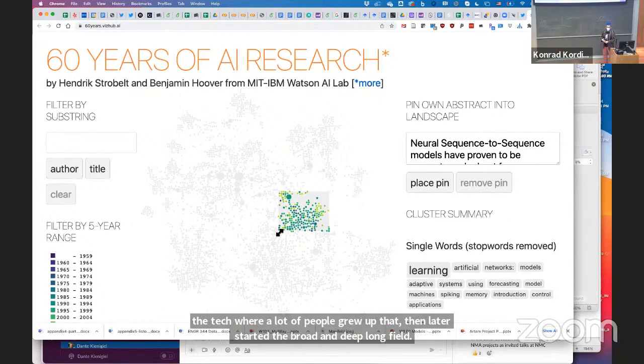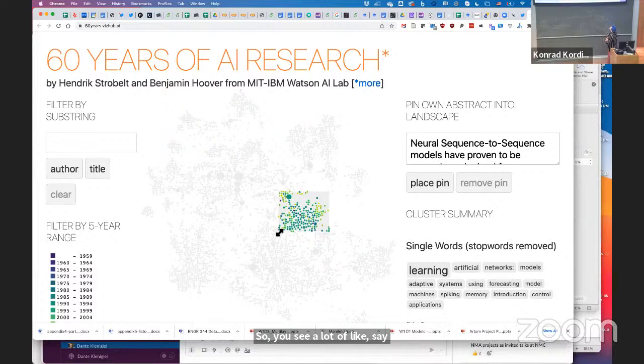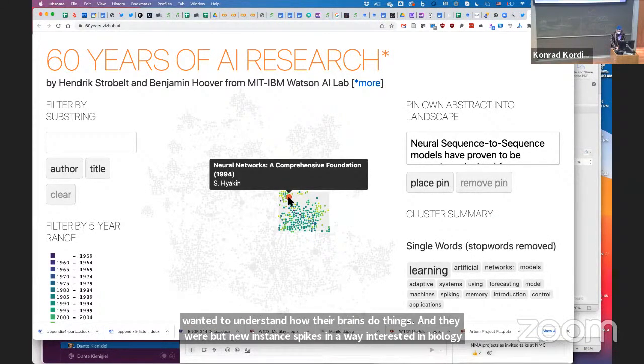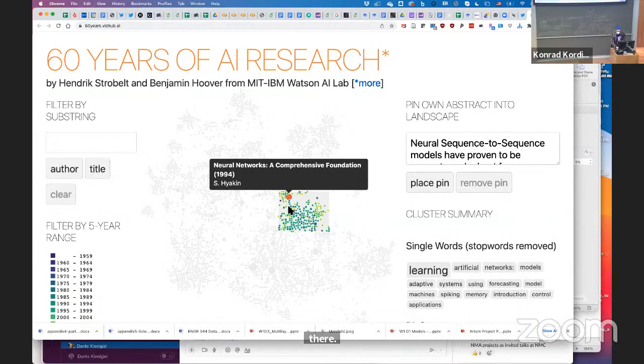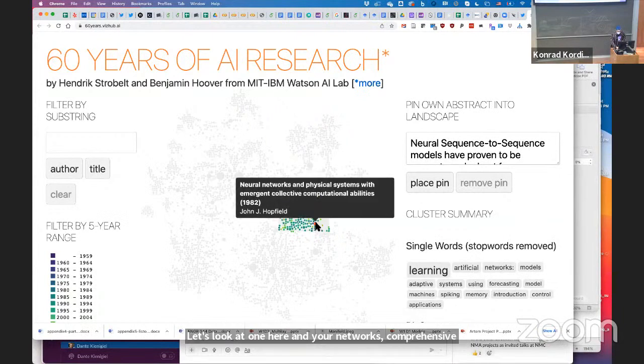So you see a lot of, say, Geoff Hinton in that cluster. Artificial networks, models, adaptive systems. So these were mostly people who thought about brains and wanted to understand how brains do things. And they were about neurons and spikes, and they were interested in the biology there. Let's look at one here, Neural Networks: A Comprehensive Foundation. That was one of the important textbooks there.